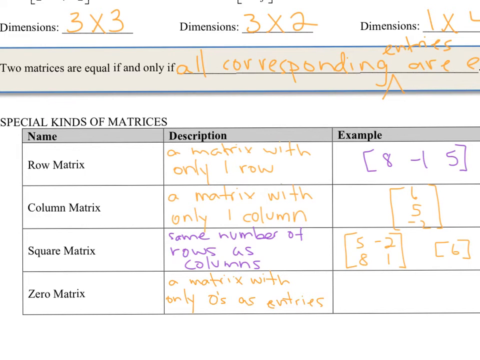And it doesn't matter which size the dimensions are. It could be something that is a 1 by 3, or a 1 by 1, or a 2 by 2, or a 2 by 3. It doesn't really matter, as long as all the entries are zeros.